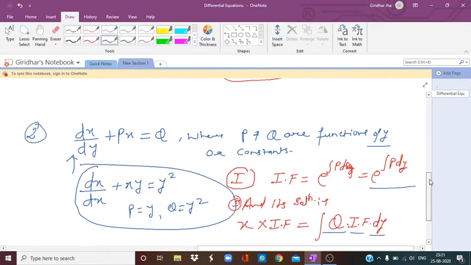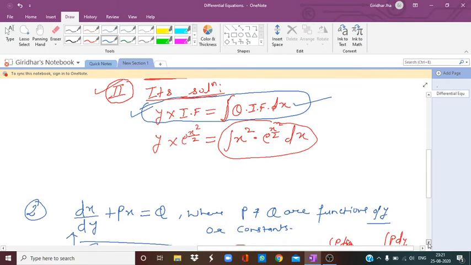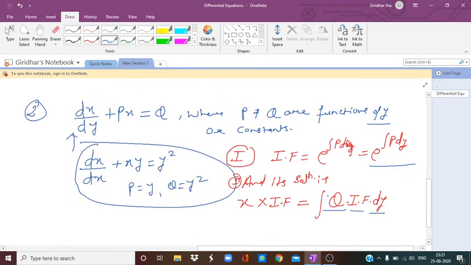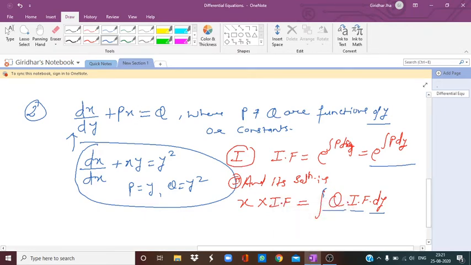And second is the solution; you have to remember for this form y into IF equals integral of Q into IF dx. And for the second form, x into IF is equal to the integral of Q into IF dy. Fine. So in both these forms, when the question comes, you will come to know that neither variable separable will help you nor homogeneity will work. And the third case, even substitution also won't work.